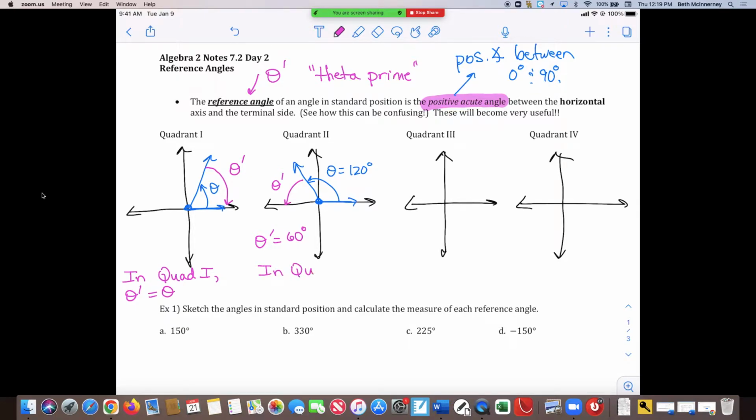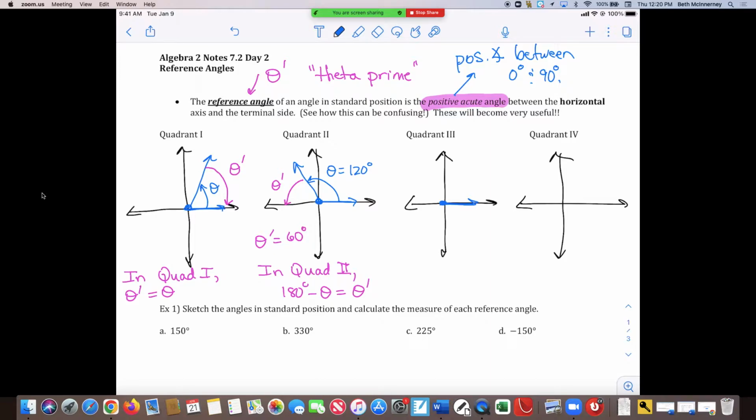So how do you find it? In quadrant 2, you take 180 degrees minus the angle, and that'll give you theta prime, the reference angle. Notice, a reference angle is positive, between 0 and 90. In the first quadrant, the reference angle is the same as the angle. In the second quadrant, you just take 180 degrees minus your angle, and that'll give you your reference angle, theta prime.